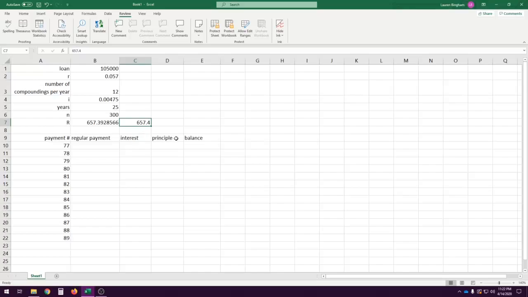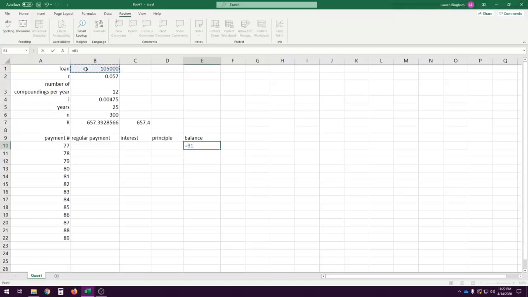Okay, so I just set up my table. Remember, we have the payment number, the regular payment, the interest, the principal, and the balance as our 5 columns here. I just entered them all so they're ready to go. We are starting with payment 77 because that was December 10th, 2003, and we found our balance to be around $90,000. So we're just going to enter that in so I can show you what that would look like, so that you can replicate it if you want to. Again, not required. I just think it's helpful to do it in Excel.